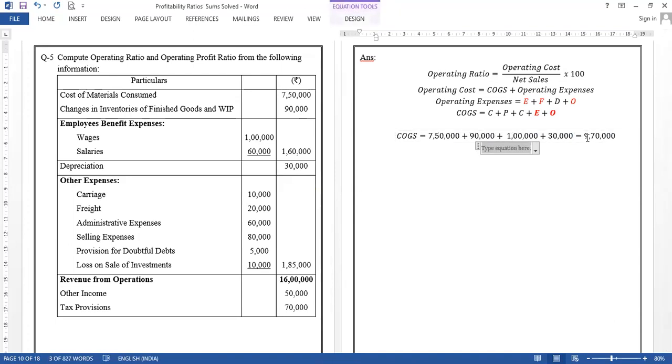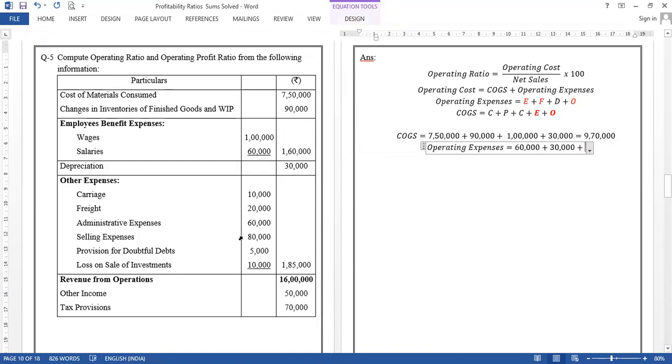Now let me work on the operating expenses, right? Operating expenses is equal to EFDO. Again, we can see that E is marked with red over there because I need to take care. Direct expenses like wages I have already considered for COGS. So the remaining part of salaries I need to take care, that is 60,000. Plus F is the finance cost. Finance cost is not given to us in this question. D is depreciation. So depreciation can be seen as rupees 30,000. So let me add 30,000 over here as a part of the operating expenses.